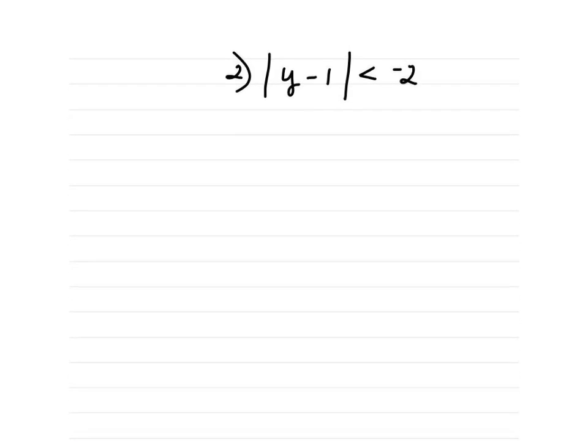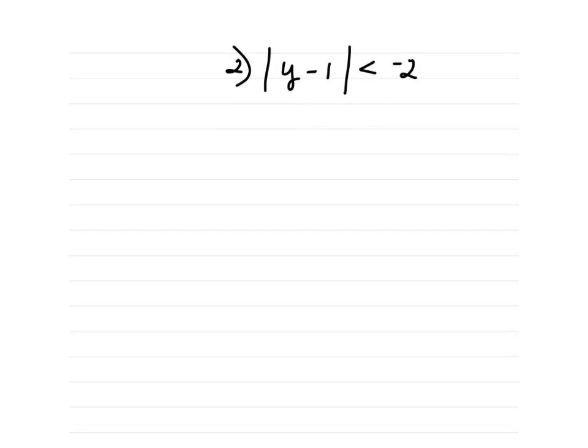Let's look at number 2. The absolute value of y minus 1 is less than -2. Well, we know that the absolute value of a number cannot be negative. And we know that anything that is less than -2 has to be negative. Therefore, we can resolve this quickly. This is a no solution.